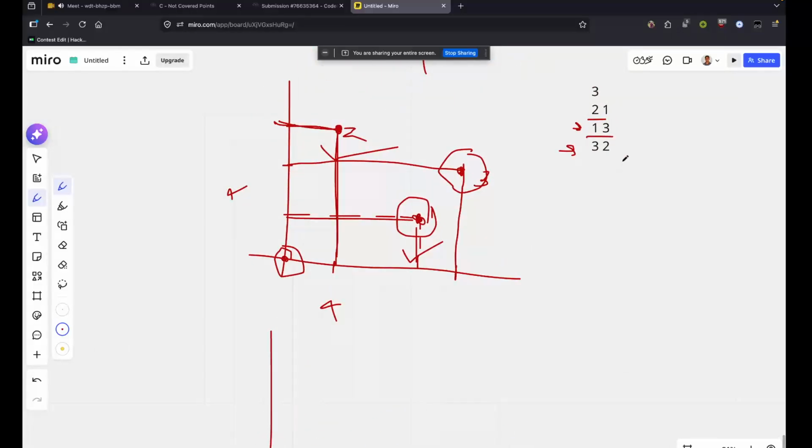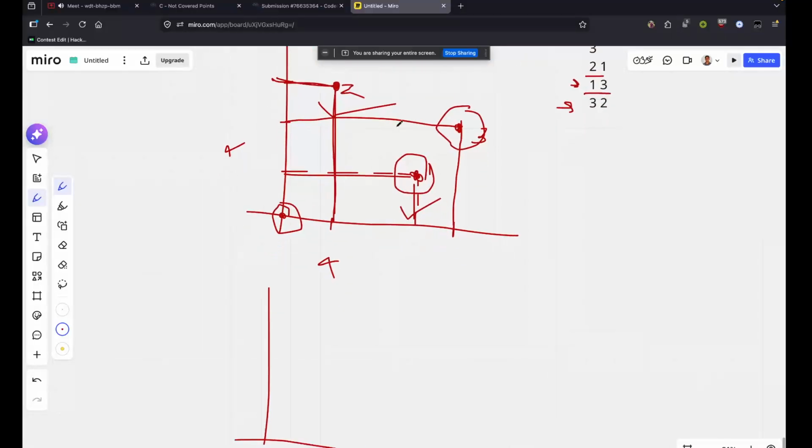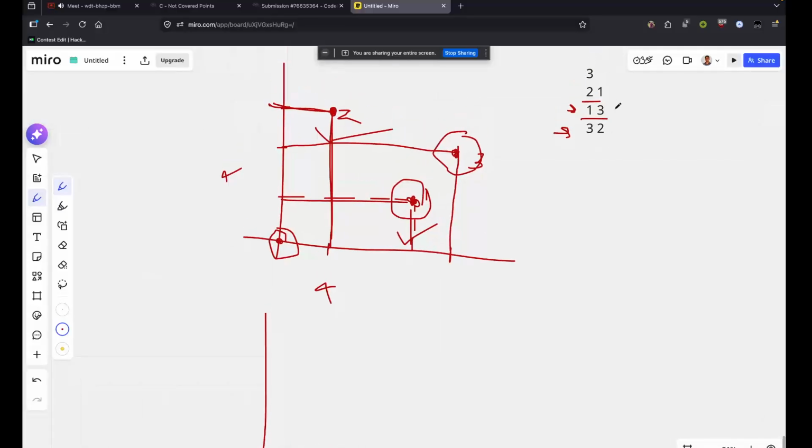Suppose in this case the first coordinate is 2, 1. So you are checking if both are smaller or greater.